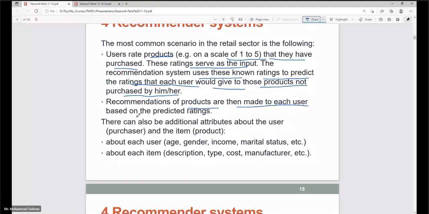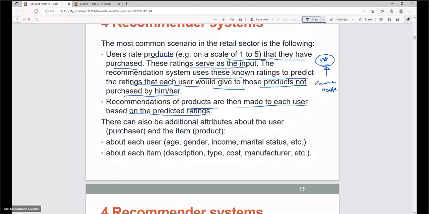So for example, let's say I purchase an Android phone and I give it 5 stars. That means there is a chance that I like Android products from the same company from which I purchased. So the recommender system can offer me some Android products, like a watch or headphones, or any such products related to what I purchased from the company, based on my rating. So this is how it works.